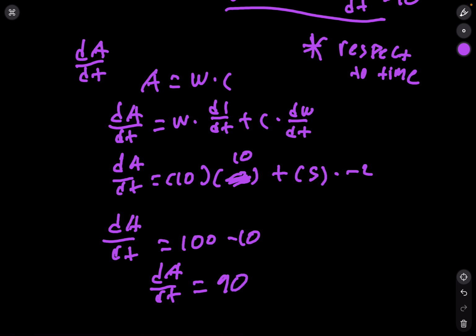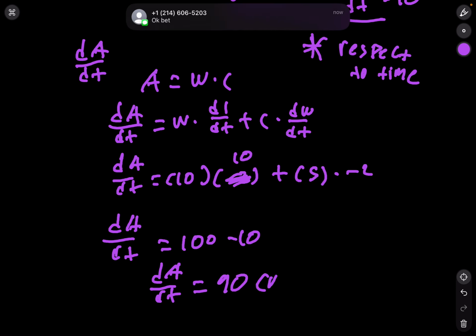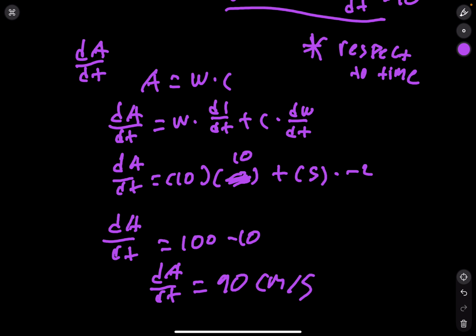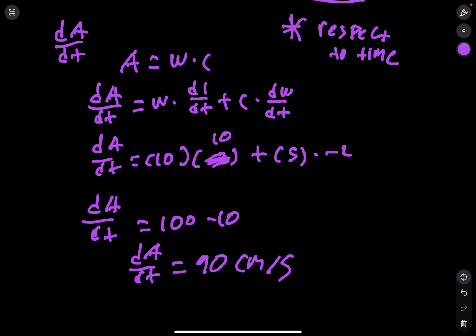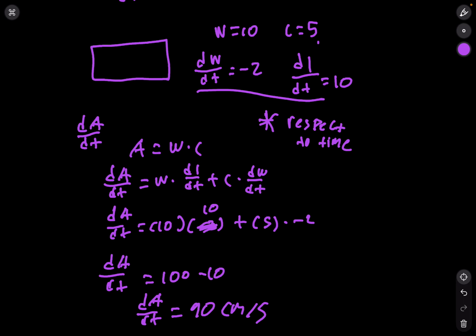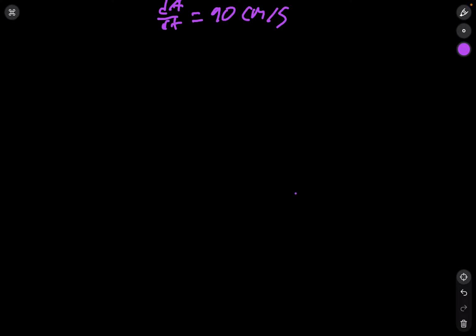So obviously, there could be units like centimeters per second, or something like that. But in general, the change of area at that time with these variables is 90. That just means that the area is increasing by 90 at that point per second. And so let's do another one that's similar to it.